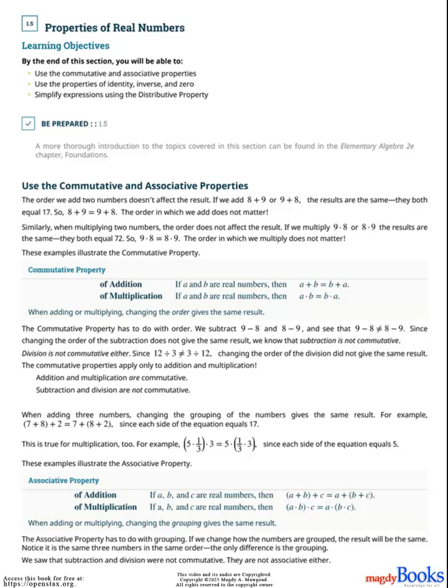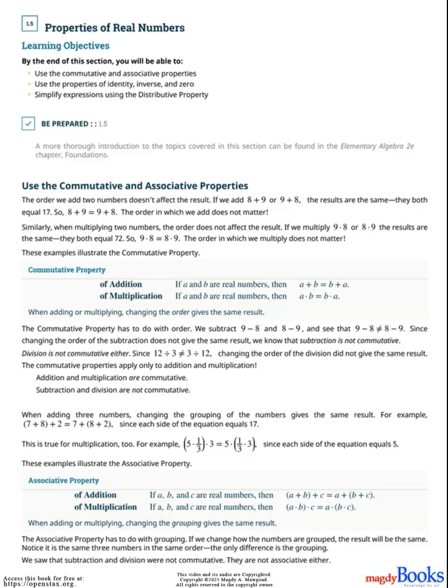If we subtract 9 minus 8 and 8 minus 9, we see that 9 minus 8 is not equal to 8 minus 9. Since changing the order of the subtraction does not give the same result, we know that subtraction is not commutative. Division is not commutative either. Since 12 divided by 3 is not equal to 3 divided by 12, changing the order of the division did not give the same result. The commutative properties apply only to addition and multiplication. Addition and multiplication are commutative. Subtraction and division are not commutative.